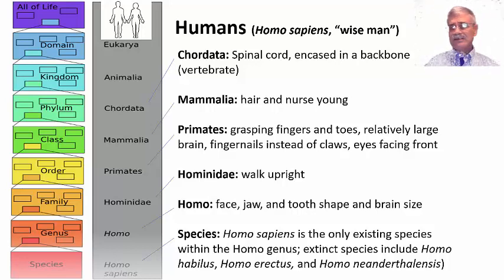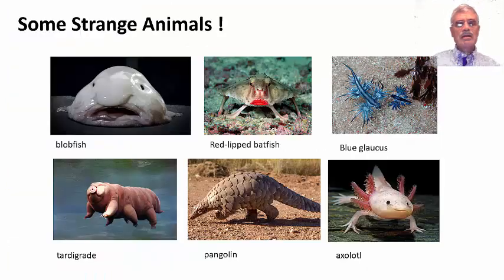And we, again, as I said, are the only existing species within the genus of Homo. There have been other species within the genus of Homo, Homo habilis, Homo erectus, Homo neanderthalensis, or Neanderthal man, but we're the only remaining species within the genus of Homo.